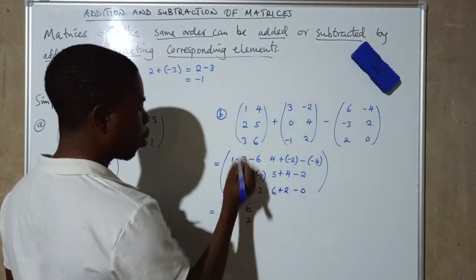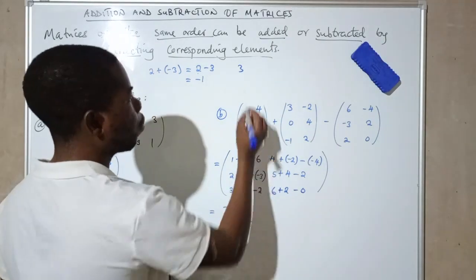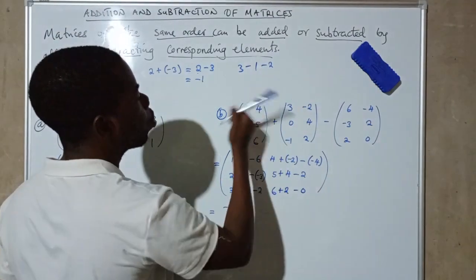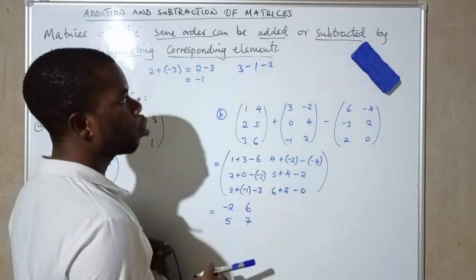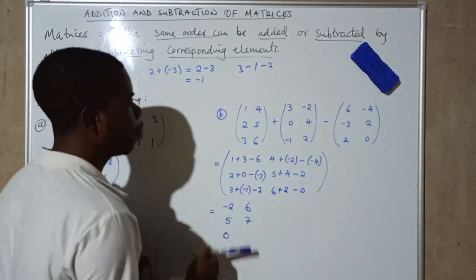We have 3. Then we'll say positive times negative, it will be negative. Then we'll have 1, then minus 2. So 3 minus 1, 2. Then 2 minus 2, 0. So we have 0 here.